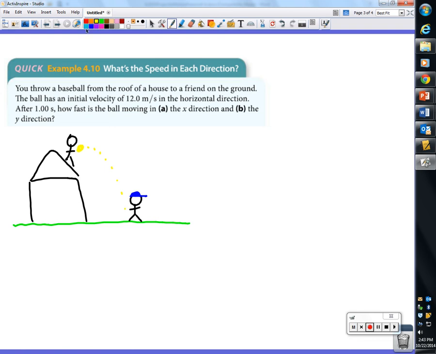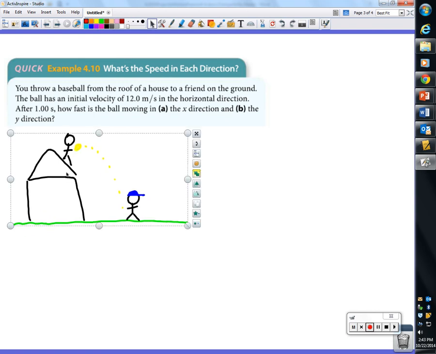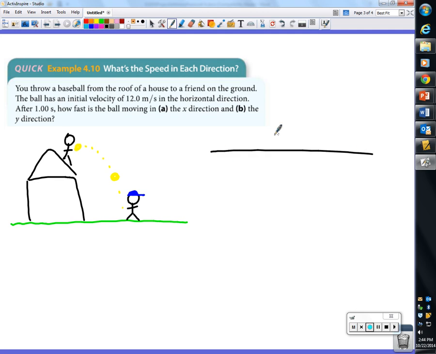Let's say this spot right here, that's where the ball is 1 second after we threw it. Doing this problem, we should start exactly the same way as we started the other problems, right?